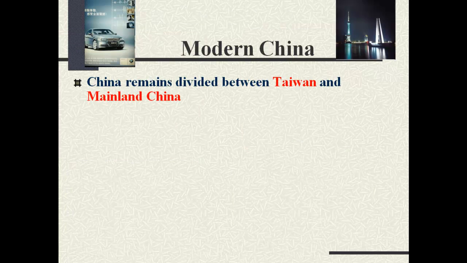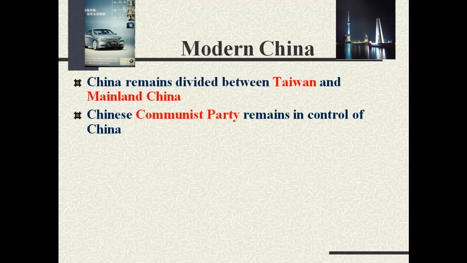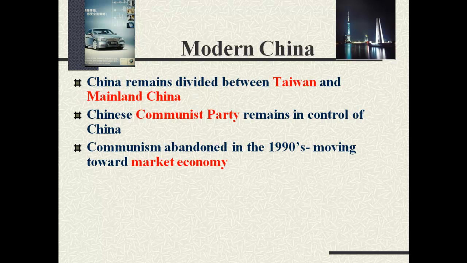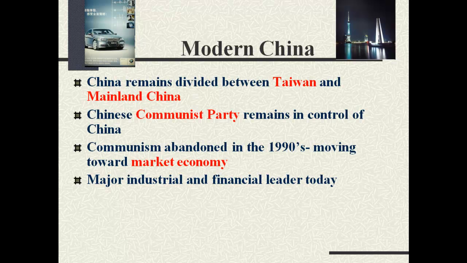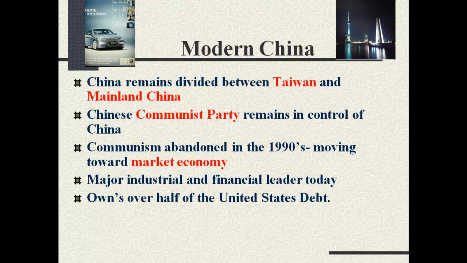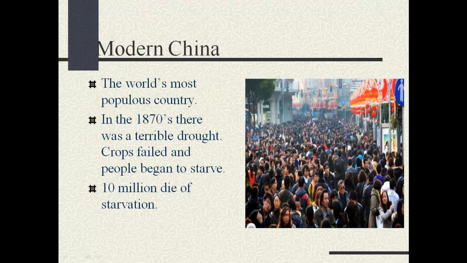Okay, now let's take a look at modern China. China remains divided between Taiwan and mainland China. Chinese Communist parties remain in control of China. Communism is abandoned in the 1990s, moving toward a market economy. And they have a major industrial and financial leader today. They own over half of the United States debt, which gives China considerable power and say, probably over United States foreign relations.